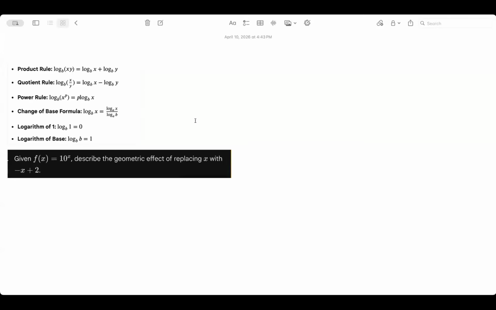How about this? Just let me know. Describe the geometric effect of replacing x with minus x plus 2. What is the transformation?